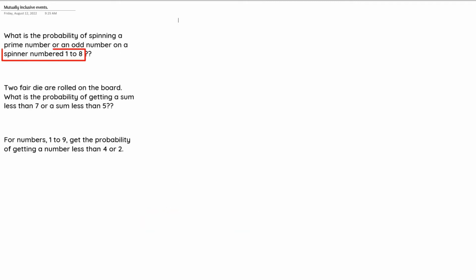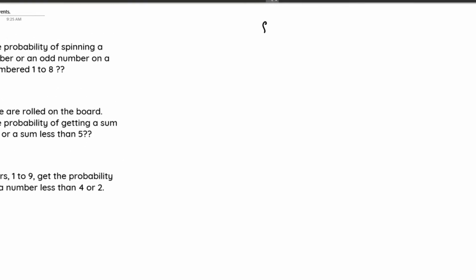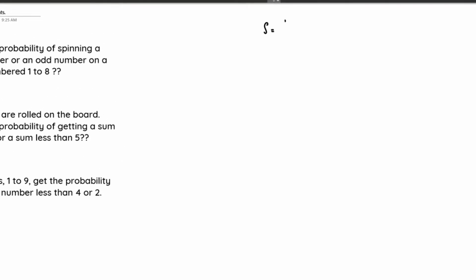So the first step is for us to list out the sample space of the experiment, and it was stated that the spinner was numbered 1 to 8. So that means the sample space of this experiment is given as S, which represents the set of the sample space. We have 1, 2, 3, 4, 5, 6, 7, 8.